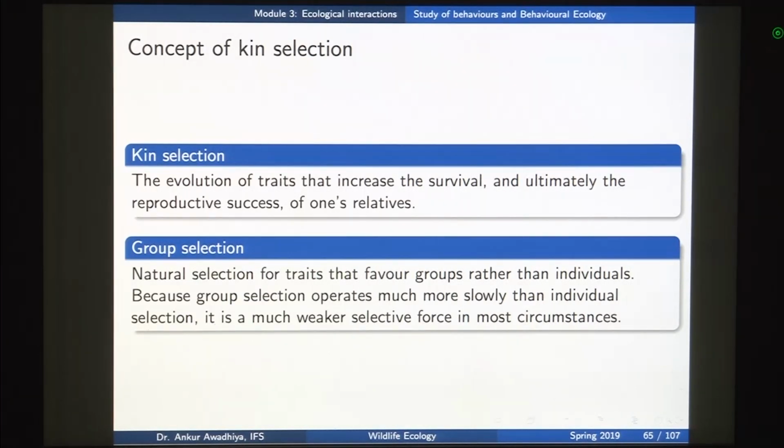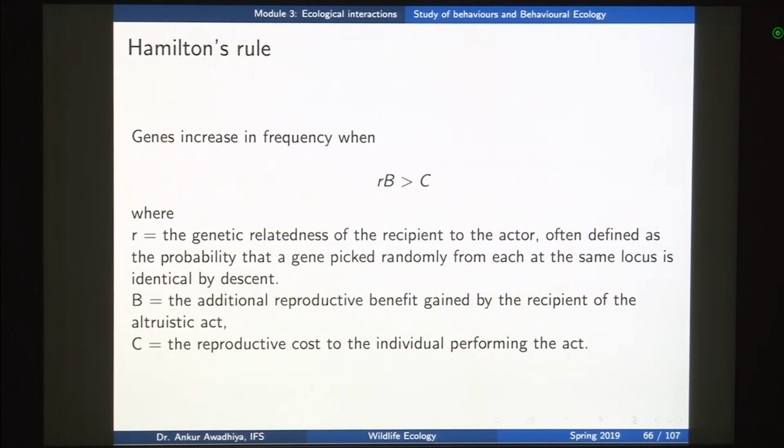Now, what we are seeing is that when we have this kin selection, we are also observing a group selection. Kin selection is only working when you are in a large size group, and in this group your own fitness is not that important as is the fitness of the whole group. Now, why is that so? Hamilton gave us this rule which says that genes increase in frequency when this formula works: R times B is greater than C, where R is the genetic relatedness of the recipient to the actor, often defined as the probability that a gene picked randomly from each at the same locus is identical by descent.